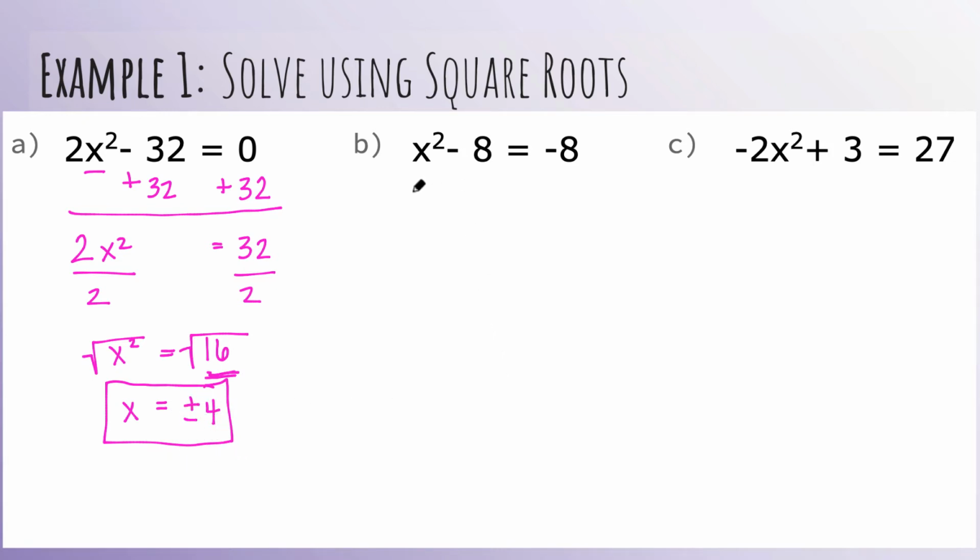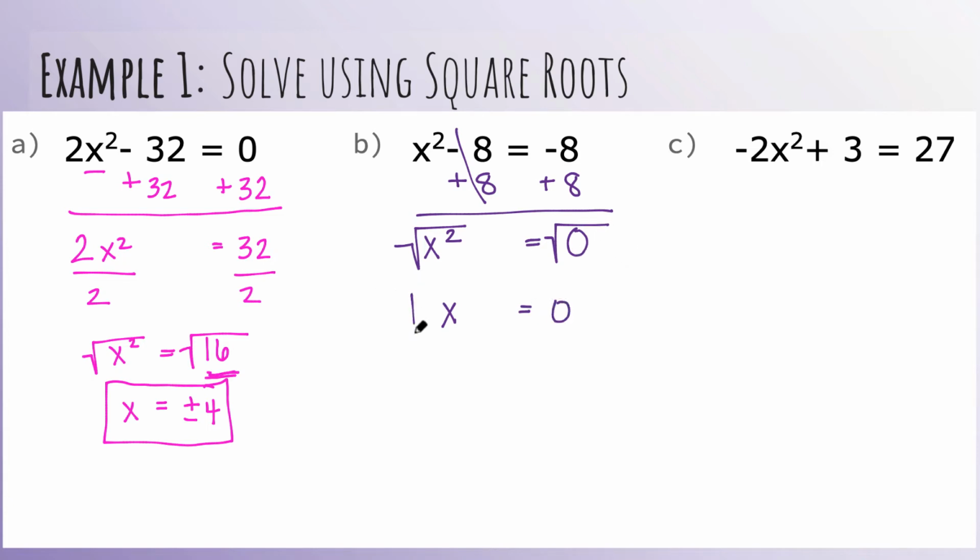Okay, the next quadratic we have is x squared minus 8 is equal to negative 8. Let's solve this for x, and to do that we're going to add 8 on both sides of the equation. The 8's are going to cancel. We get x squared is equal to 0. Solving this for x, we take the square root of both sides, and x is equal to, well, the square root of 0 is just 0. So this one has one real solution.